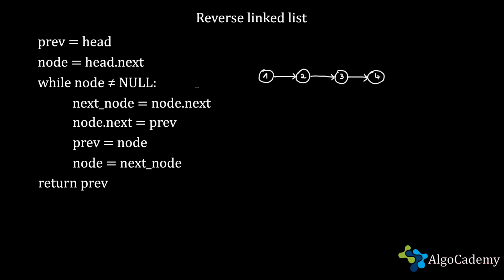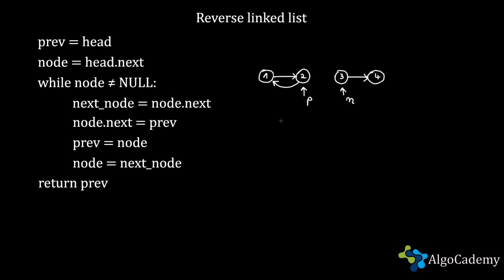Again, the initial linked list. Prev is initially head. Node is head next. So here is node. While node is not null, it's not. Next node is node next. So this is next node. Node next equals prev. So now, instead of this link from node to next node, I'm going to change this link to be this one. Okay. Prev equals node, node equals next node. So now prev is here, and node is here.